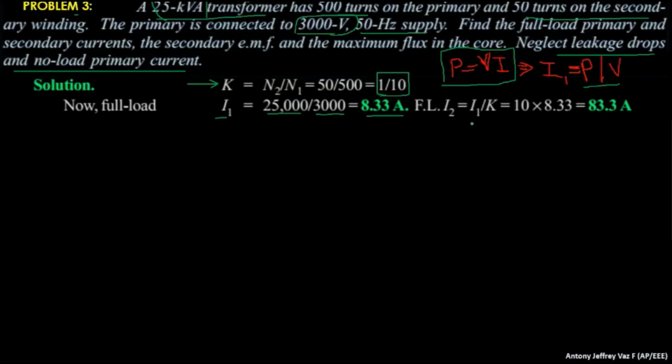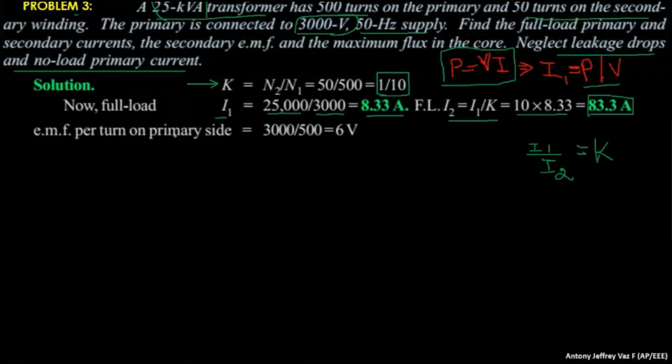To find the secondary current, you can use the formula I1 divided by I2 is equal to K. By using this, you will get I2 is equal to I1 divided by K. K you know is 1 by 10, so substitute the value, 10 into 8.33. It is nothing but 83.3 amperes.